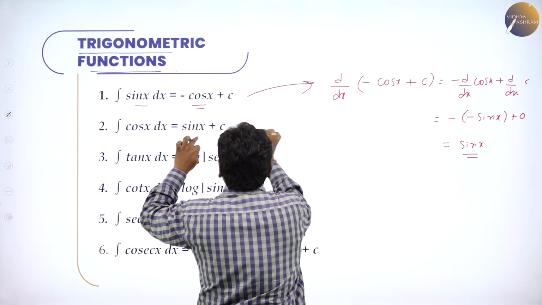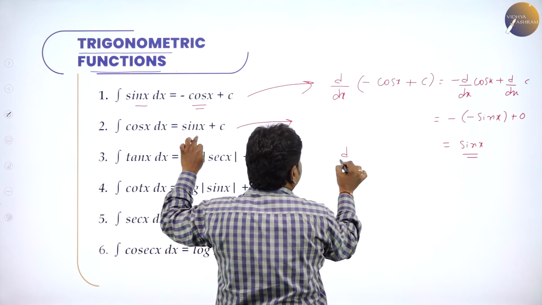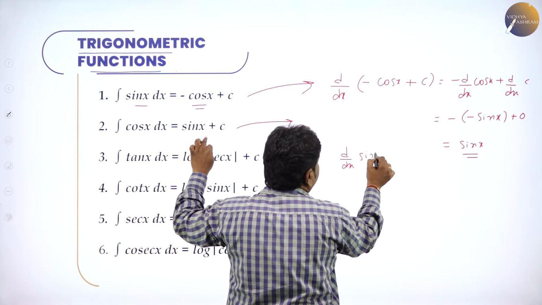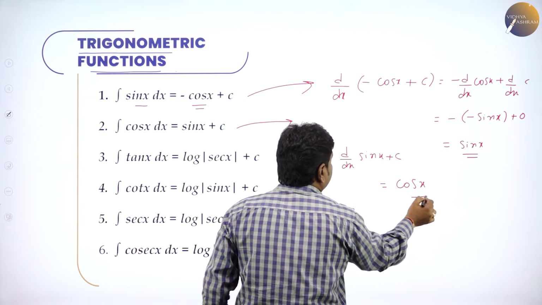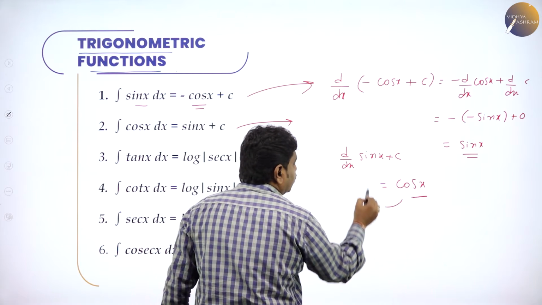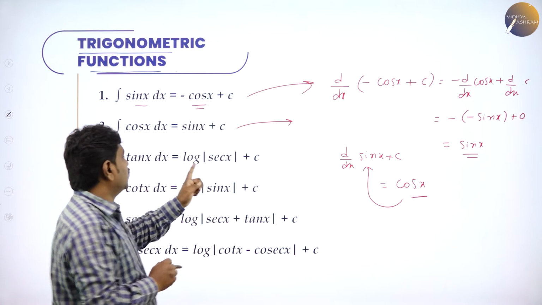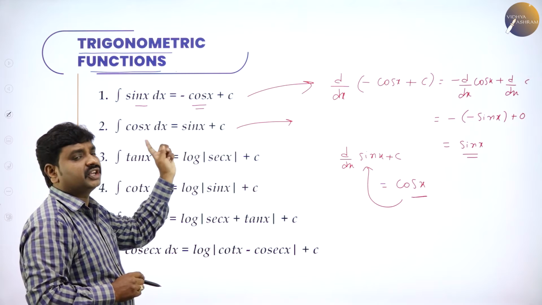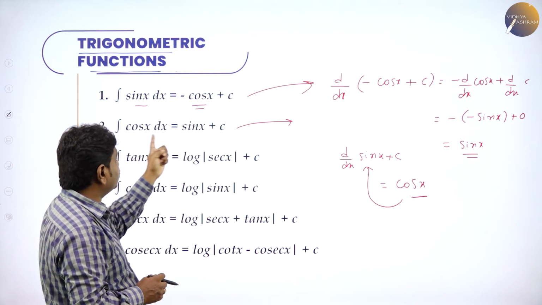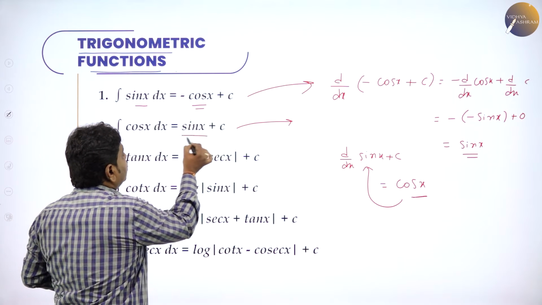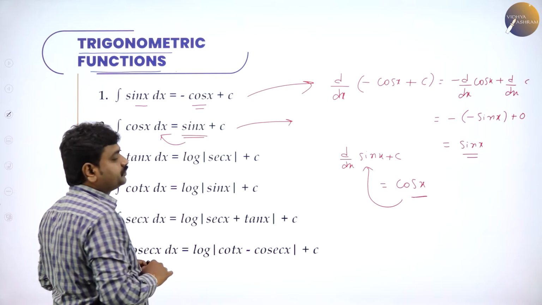Now verify this. Take RHS. What is RHS? Sin x. Differentiate sin x plus c. The derivative of sin x is cos x. So that's why integration of cos x gives you positive sin x. The differentiation of cos x is minus sin x, but integration of cos x is sin x, because when I differentiate this, I'll get this.